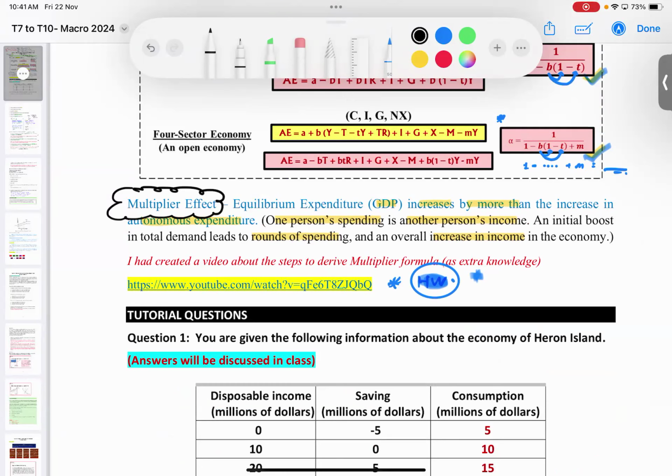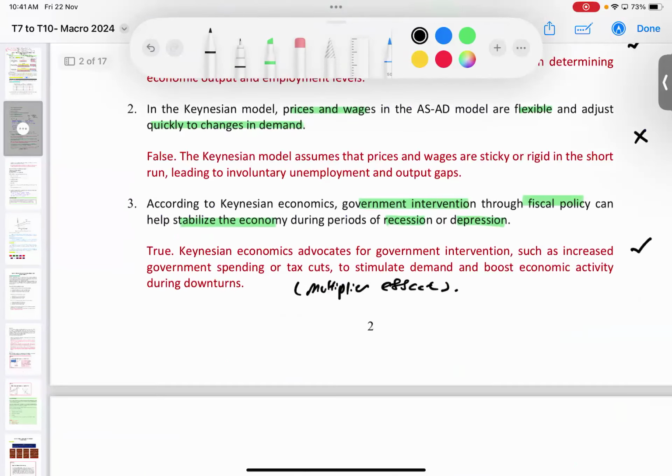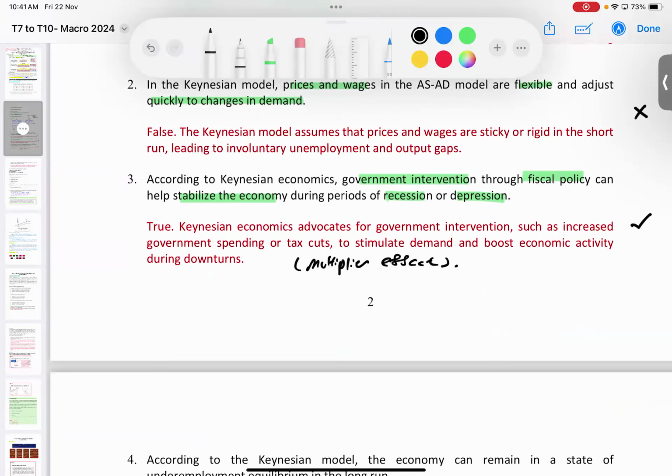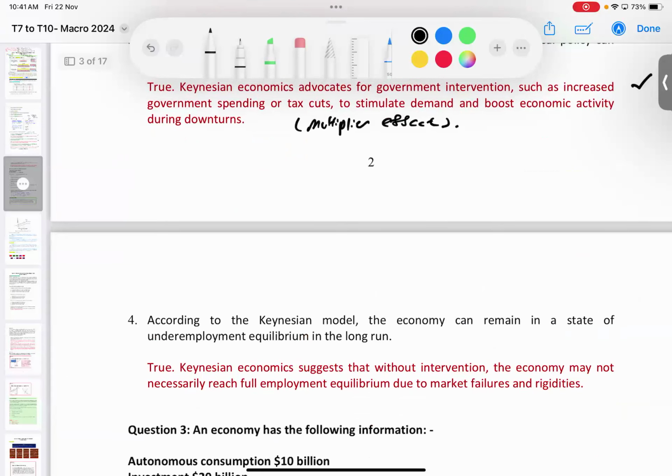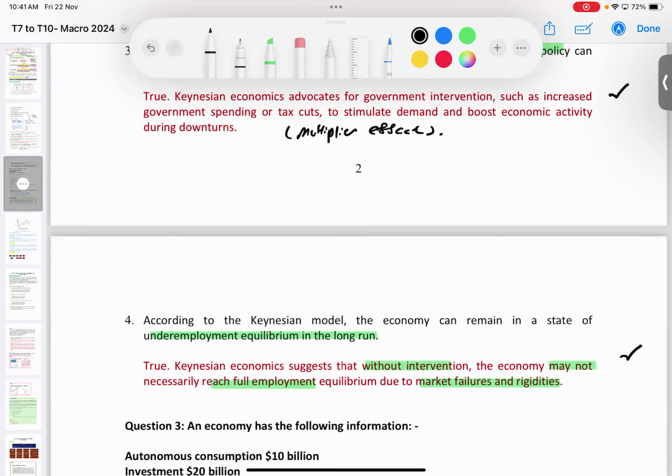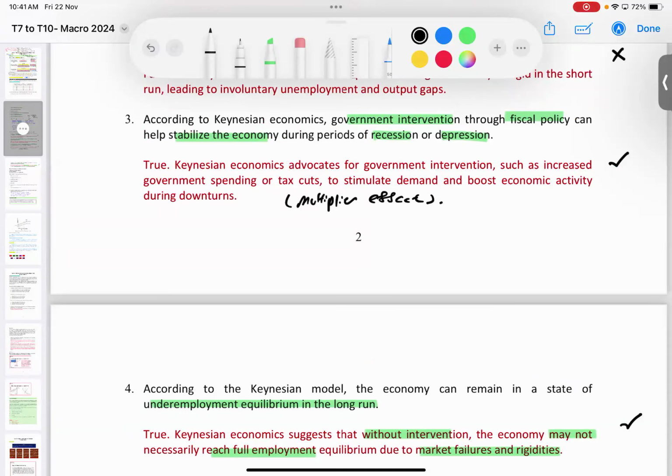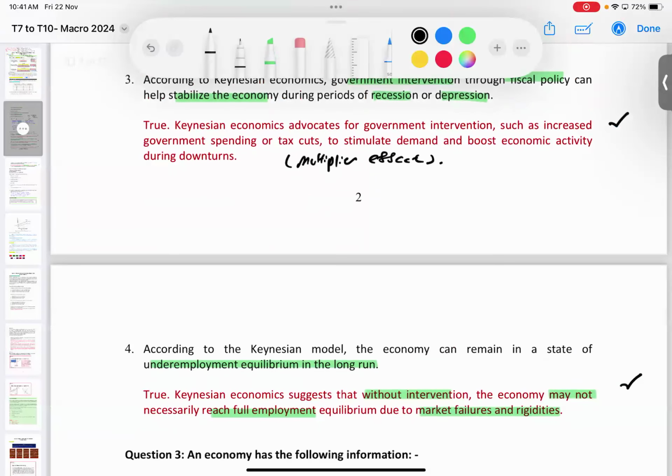A person's spending is another person's income, so at the end the GDP will increase by more than the increase in the injection. Now, next one, question 4. According to the Keynesian model, the economy can remain in a state of underemployment equilibrium in the long run. Underemployment means people being unemployed. So yes, without intervention, the economy may not reach full employment due to market failures or rigidities. So it's correct, because without government intervention, the economy may be stuck with a high unemployment level.